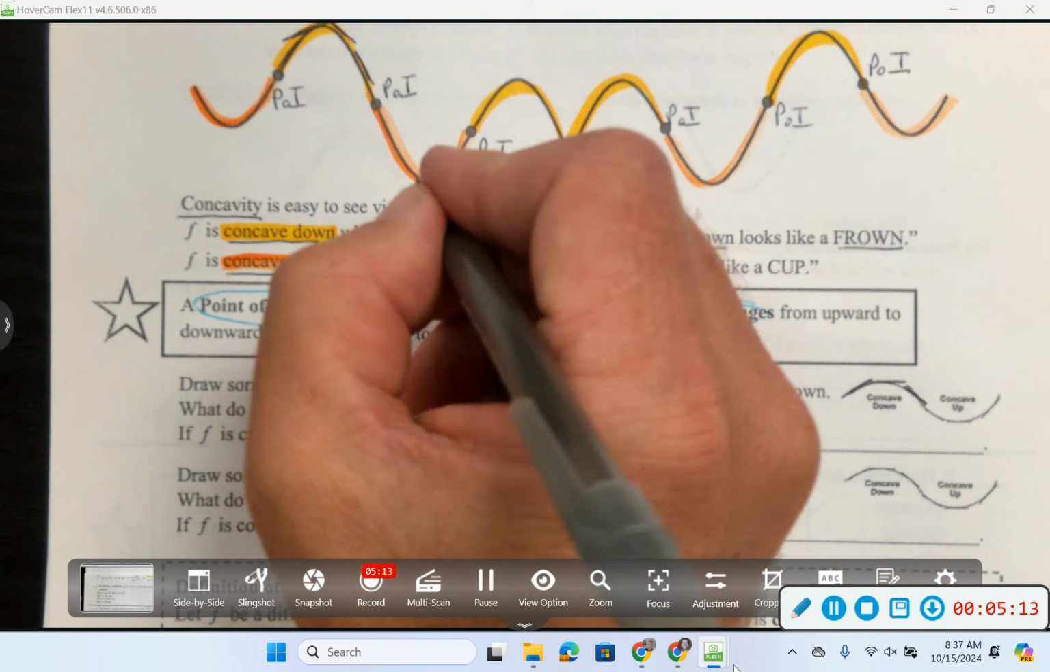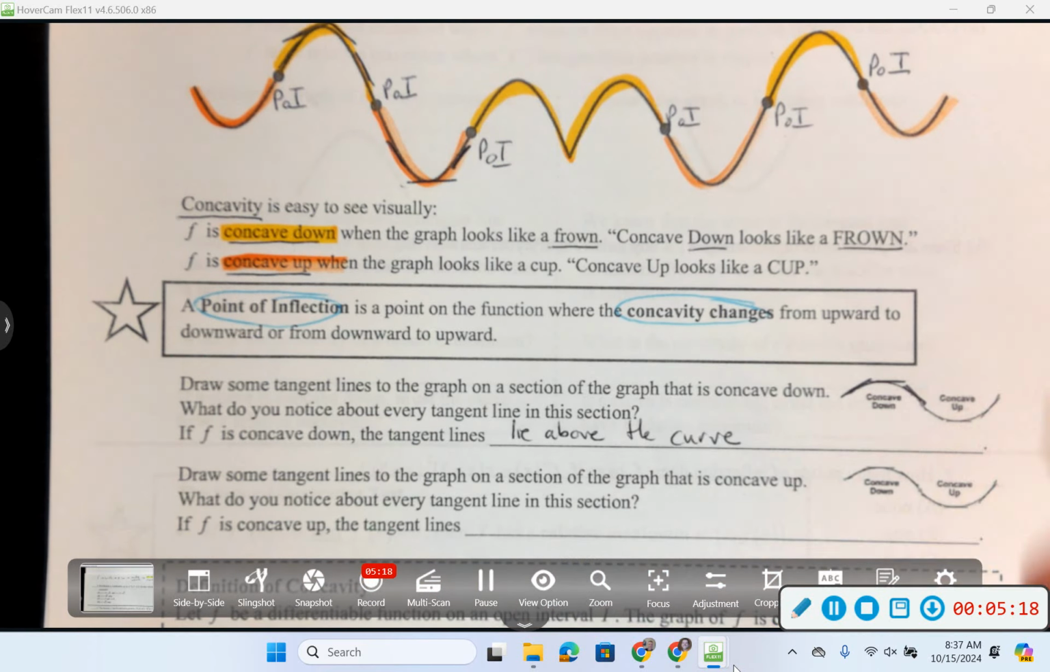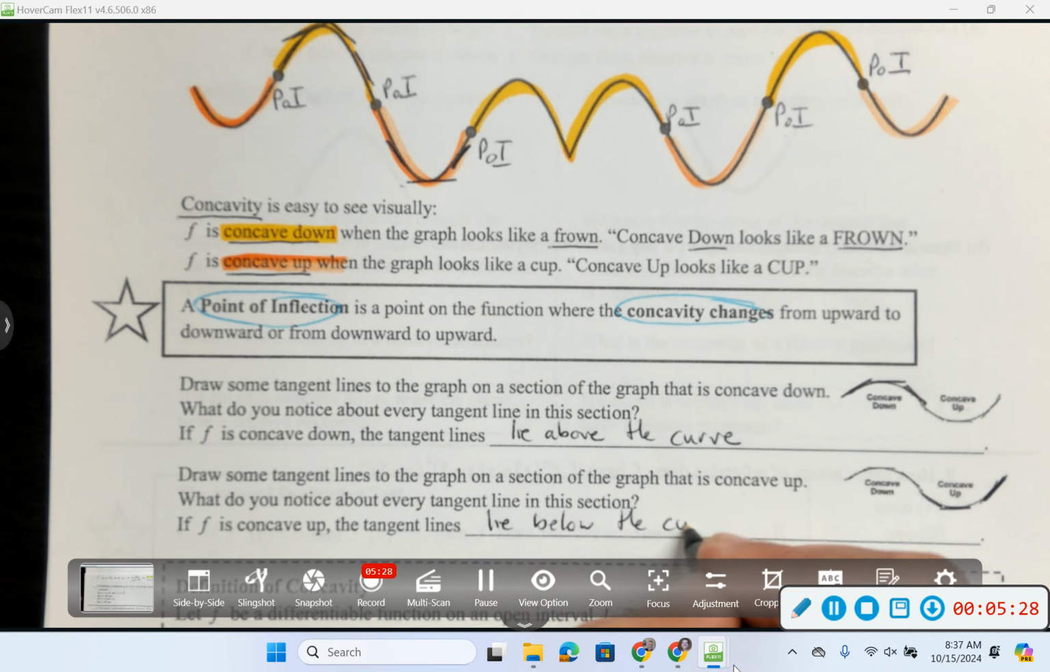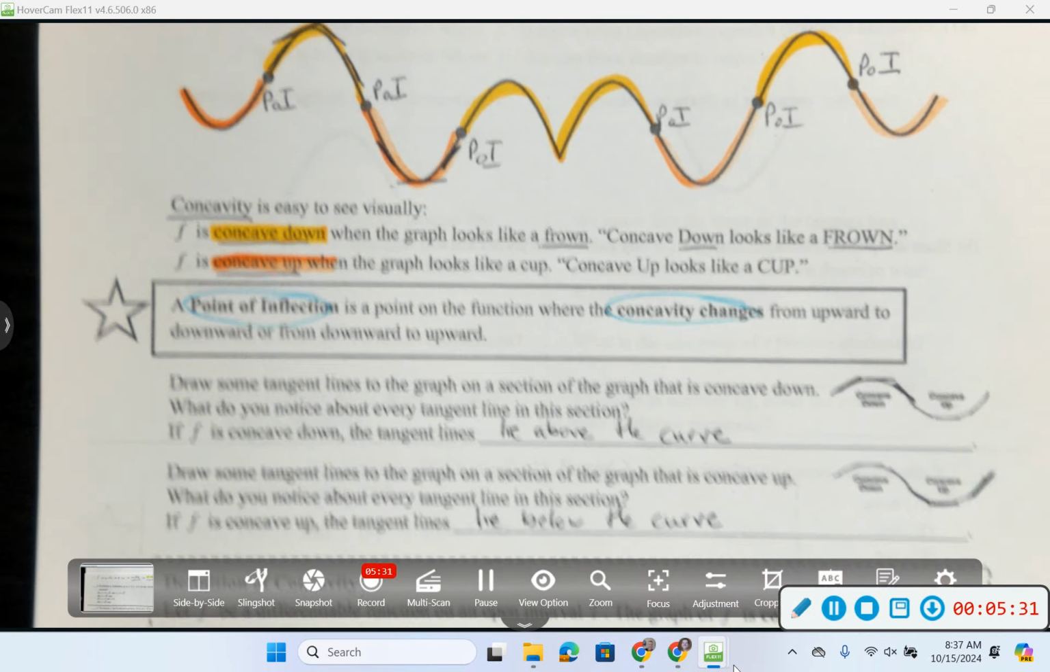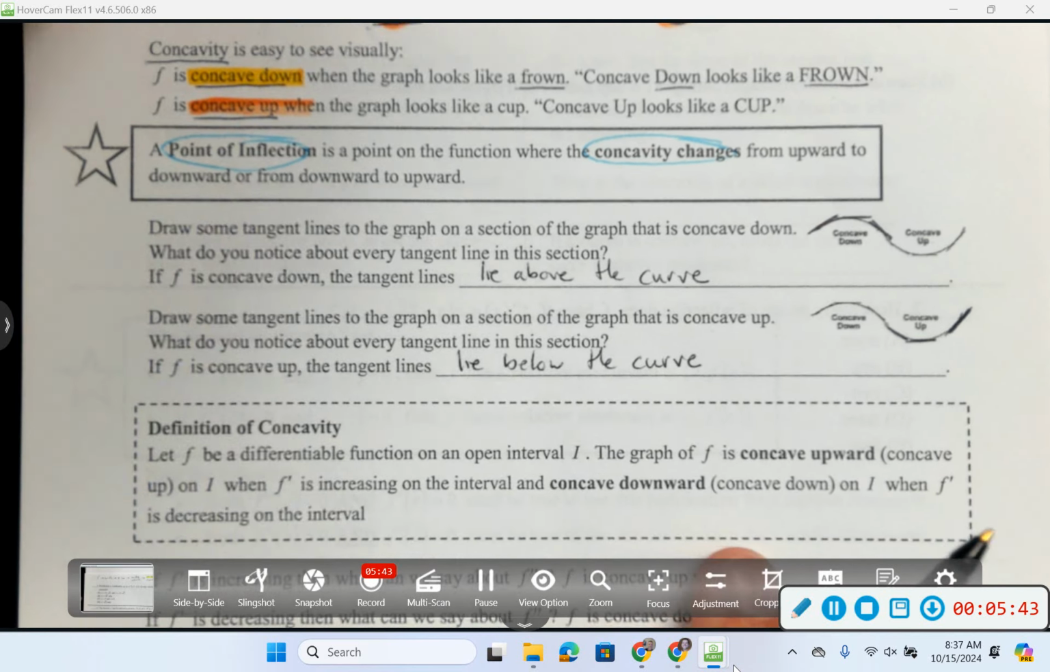And then on a concave up section, all the tangent lines lie below the curve. That's not something you memorize. If we ask that, that's something you sketch out and you draw, and you're like, oh yeah, they're all below, or they're all above. So that's not one that you memorize.